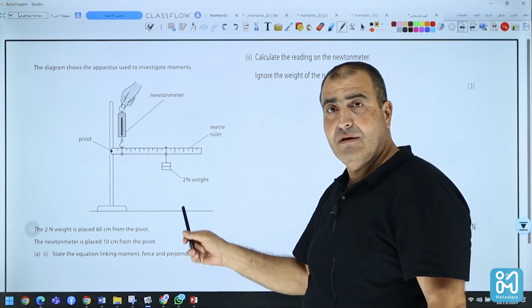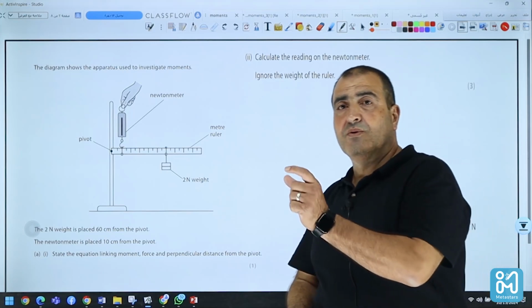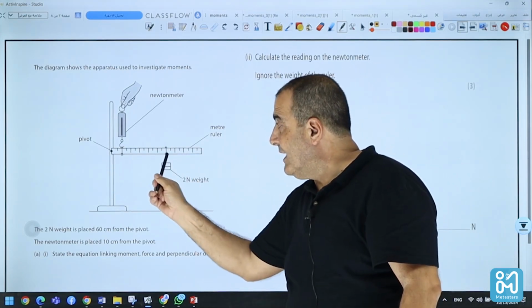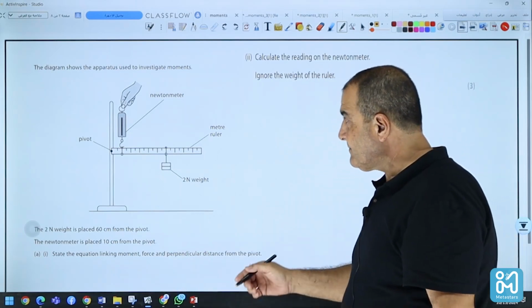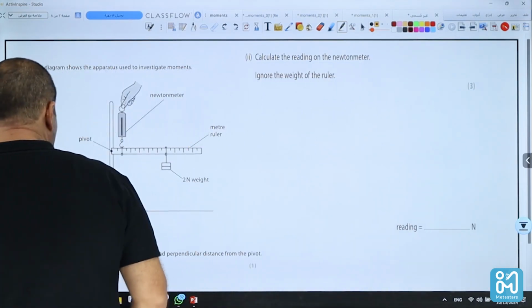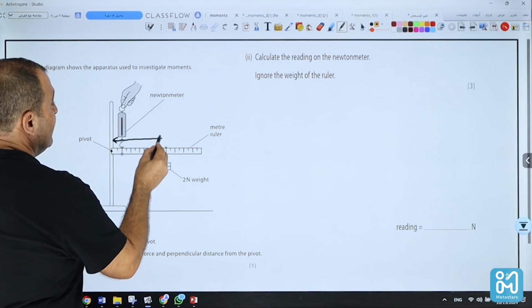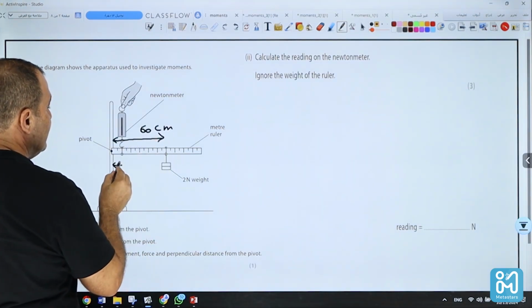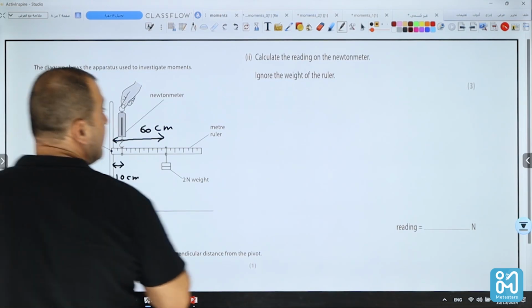This is the ruler, scaled with numbers, used to show the distance between the pivot and the Newton meter, and the pivot and the 2 Newton weight. The 2 Newton weight is placed at 60 centimeter from the pivot. This is 60 centimeter, and this distance is 10 centimeter.